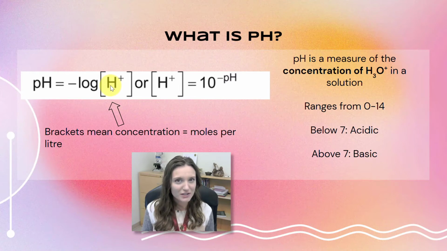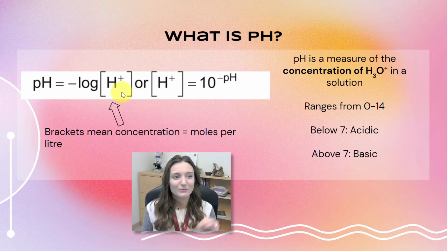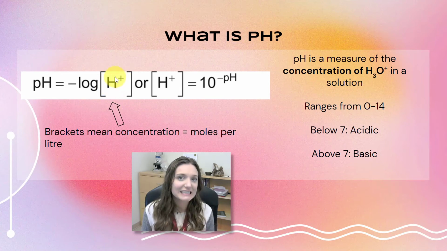So if you haven't watched that video yet, stop watching this one and go back and watch that video about moles first, because this will make a whole lot more sense. So these brackets, whenever you see these brackets like this, that's a concentration. That's our signal to say it's a concentration measurement that goes here. So this value right here would mean moles per liter of hydrogen ions in a solution.